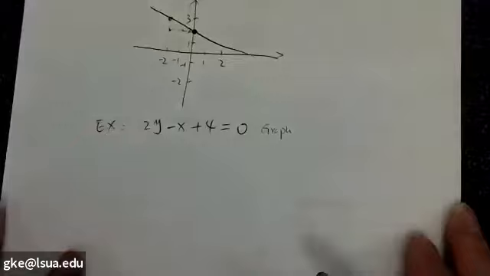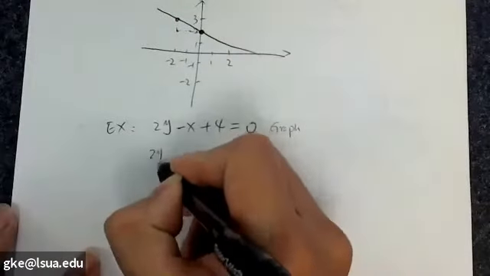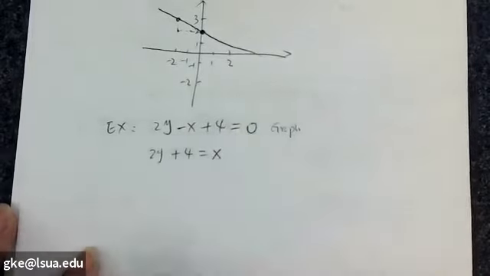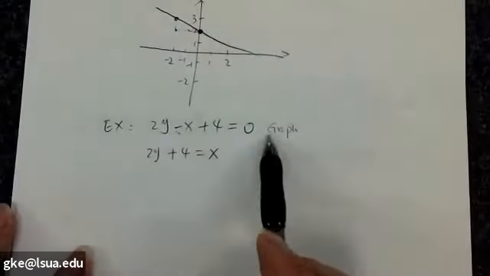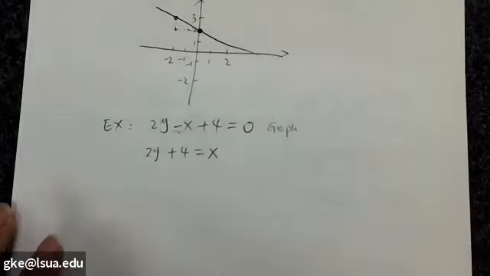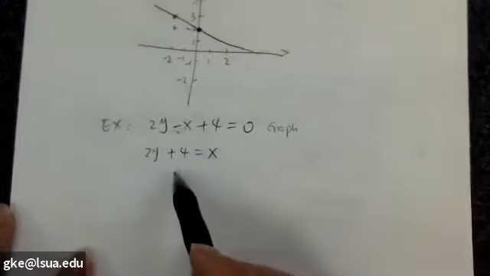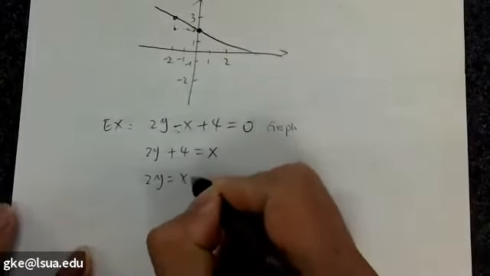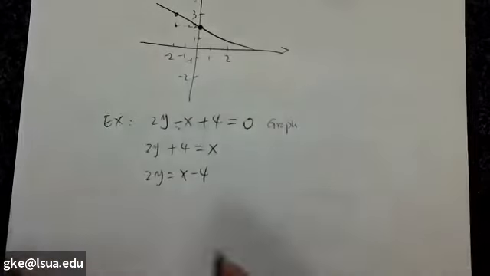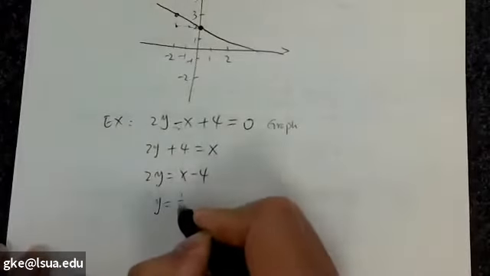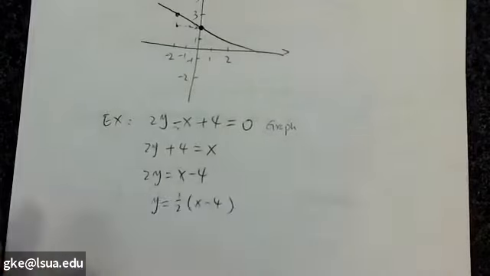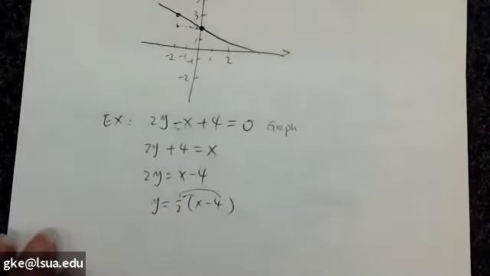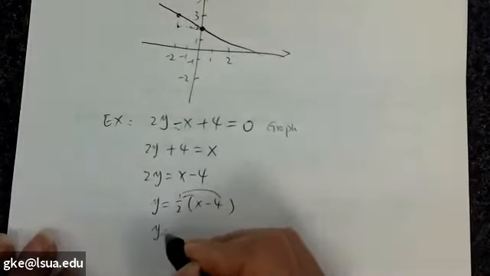2y minus x plus 4. So we add x to both sides. If you add x to both sides, you're going to get 2y plus 4 plus x equals x. If you subtract 4 from both sides, we get x minus 4. If we divide by 2 on both sides, we're going to get this, right? And then distribution.